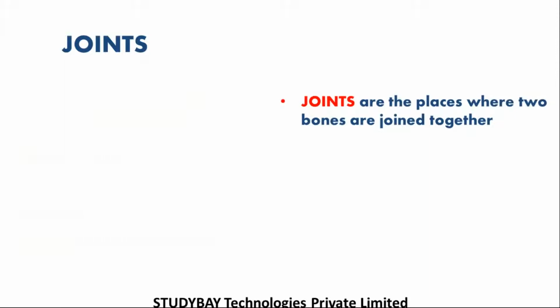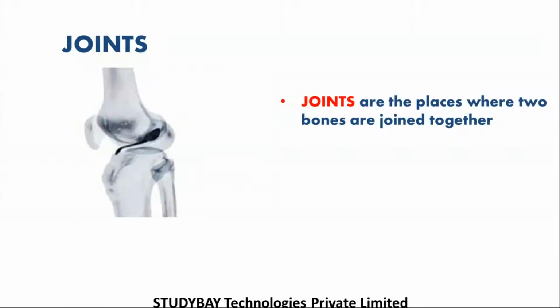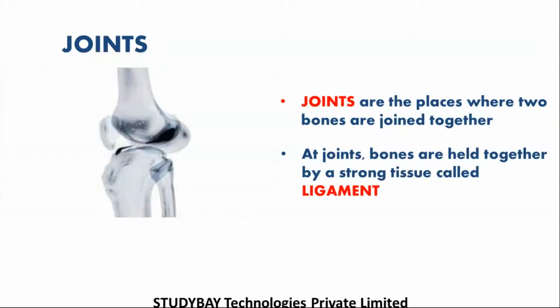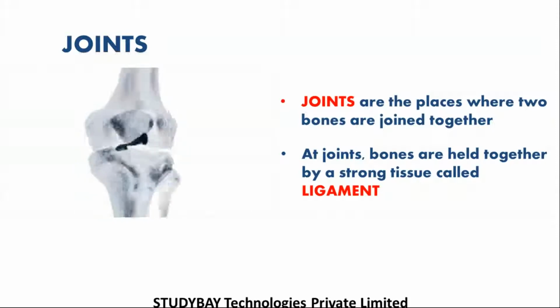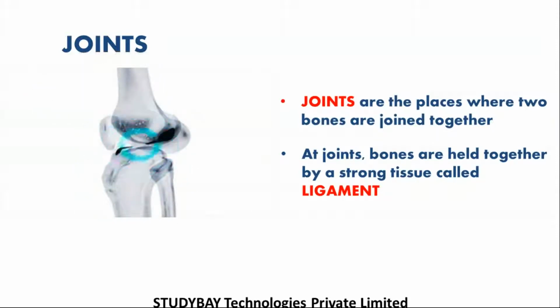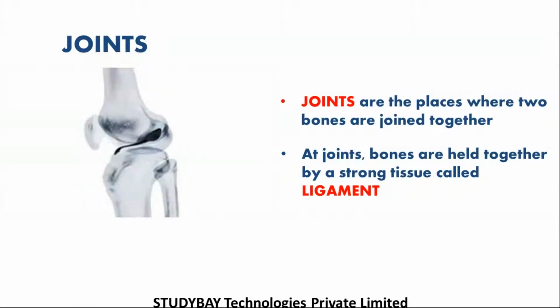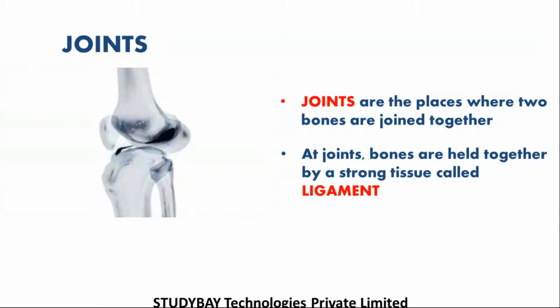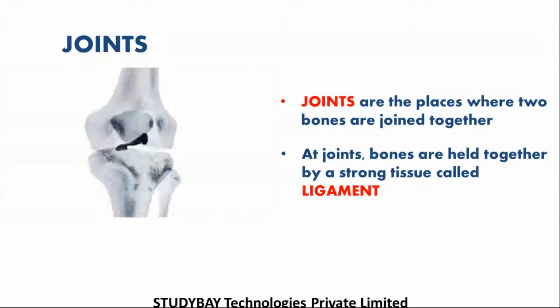Now we have something called joints. These joints are the places where two bones are joined together. You can see here that these two bones are joined together. And at joints, bones are held together by a strong tissue called ligament. You can see a black line over here, which is just broken now. That is a ligament tissue. Okay. In case some dislocation happens in your knee, that means that ligament has been broken down.